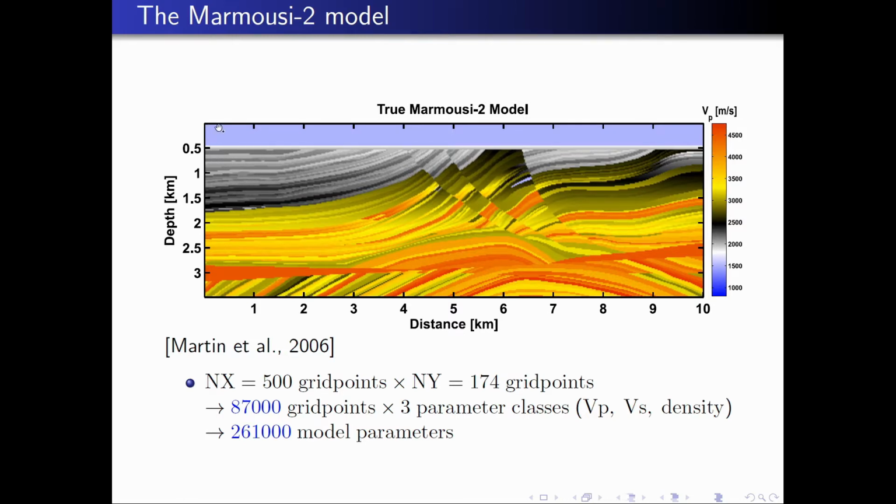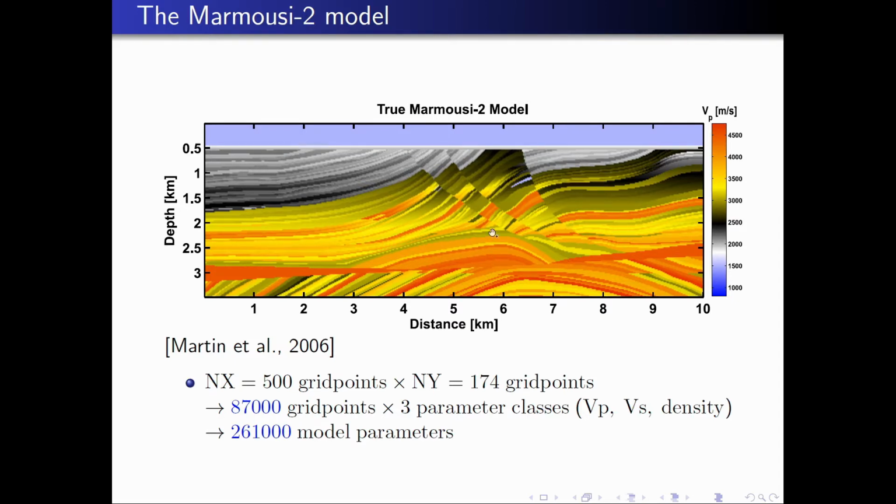Now for our first modeling approach we will use a much more simplified version of this true Marmousi-2 model. So I've downsampled the high resolution model actually quite a bit. I've discretized the model on a Cartesian grid with 500 grid points in x direction and 174 grid points in y direction. And the grid point distance is actually 20 meters. So you can see the very coarse discretization also in the model. You see here these discretization steps within the layer interfaces.